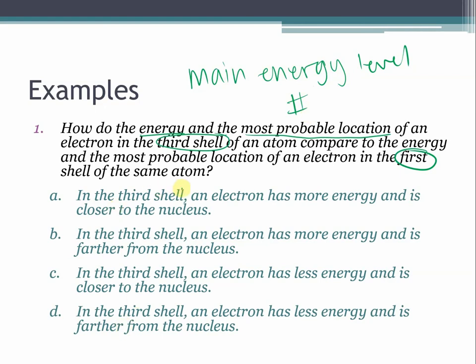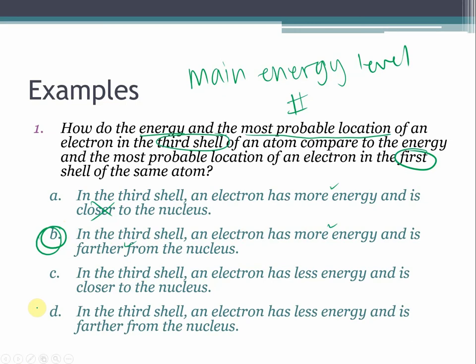Choice A says, in the third shell, an electron has more energy and is closer to the nucleus. Well, that's half true. In the third shell, 3 is bigger than 1, so it has more energy, but it's also not closer to the nucleus. Choice B says, in the third shell, an electron has more energy and is farther from the nucleus. Well, that looks like a winner because those are both true. Bigger number, more energy, bigger number, farther away.